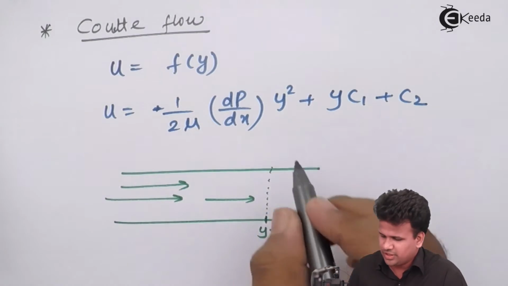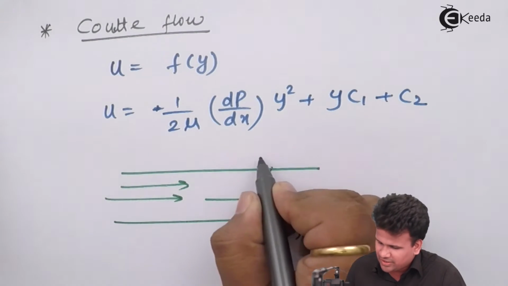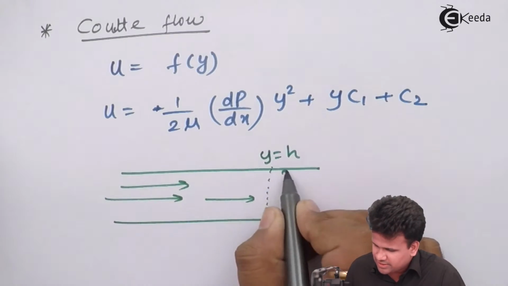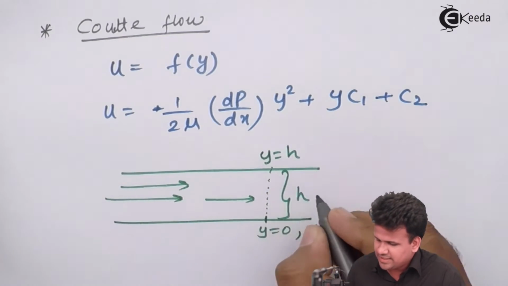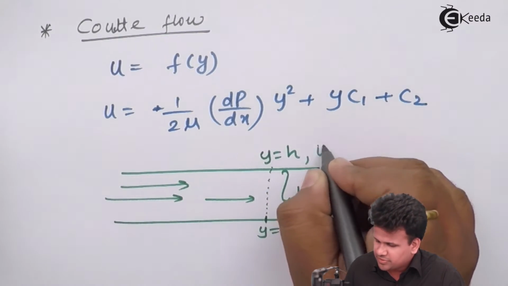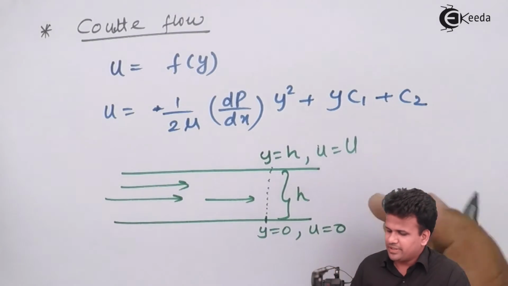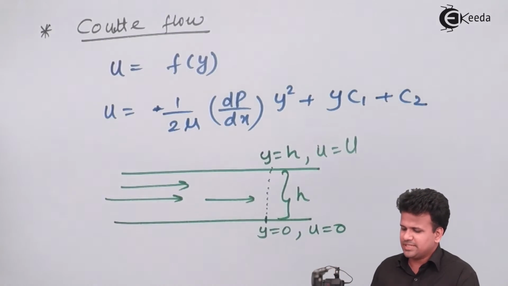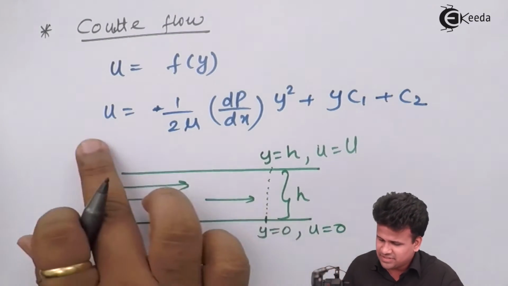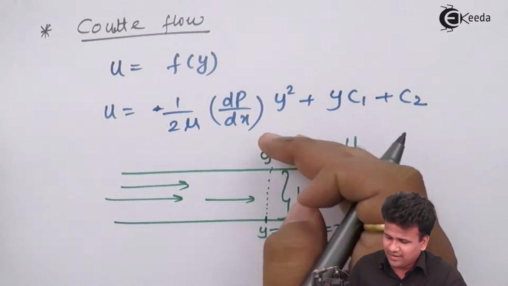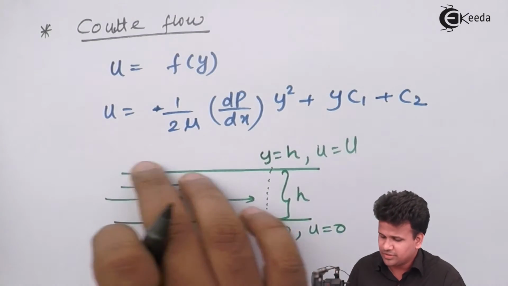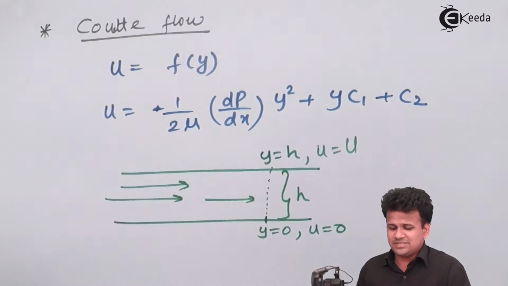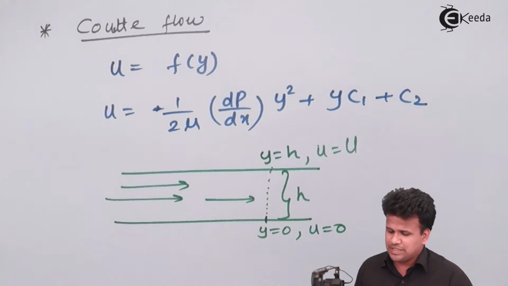As it goes away from this part, it will go from minimum velocity to maximum velocity. So at y equals h, where this vertical height is h, the topmost velocity is equal to capital U. So we have this differential equation, and we have defined the boundary conditions for a simple Couette flow. We have to just substitute the boundary conditions in the solution of the differential equation. So now let us substitute this.